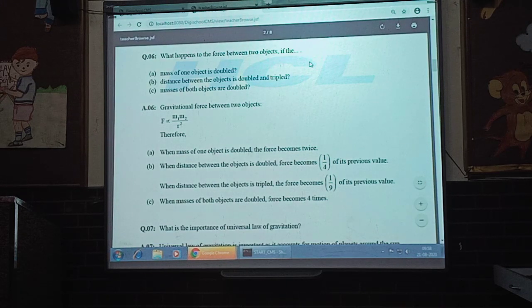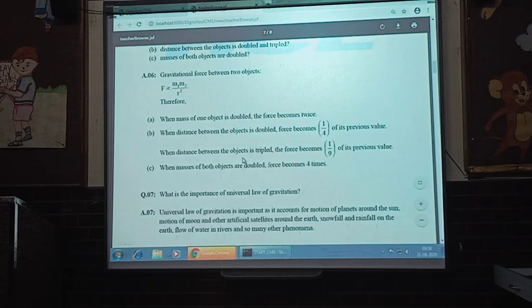Now, what happens to the force between two objects if the mass of one object is doubled? If the mass of one object is doubled, the force becomes twice, 2 times. What if the distance between objects is doubled and tripled? If the distance is doubled, the force becomes 1/4. If tripled, the force becomes 1/9. And if the masses of both objects are doubled, 2 × 2 it will become 4, so the force will be 4 times.